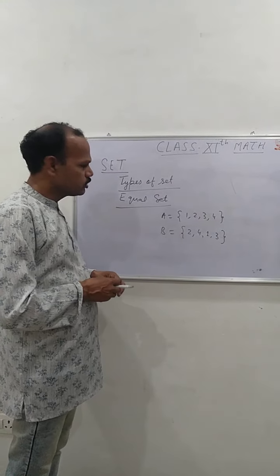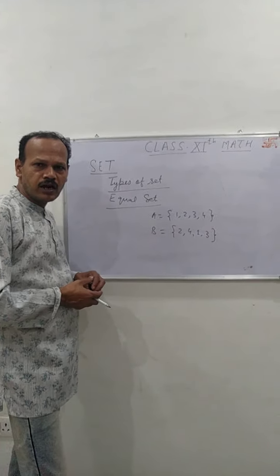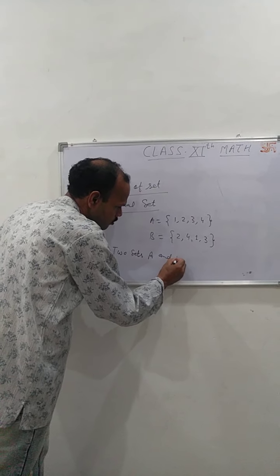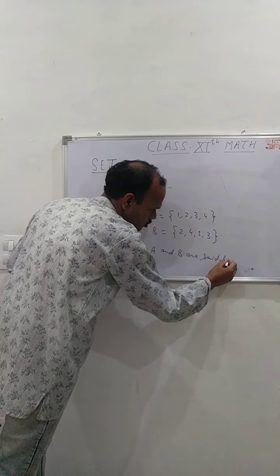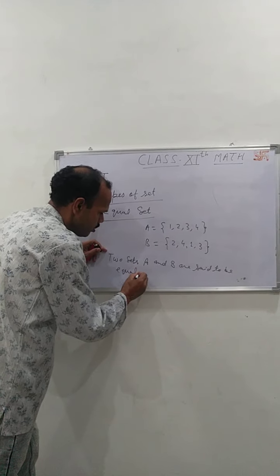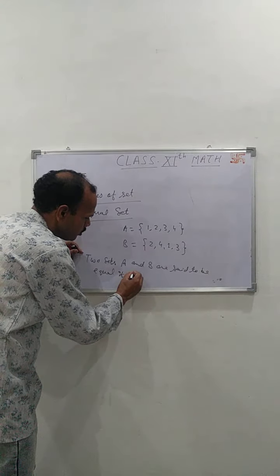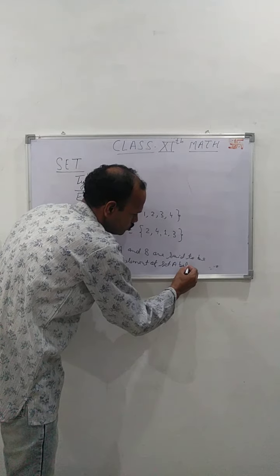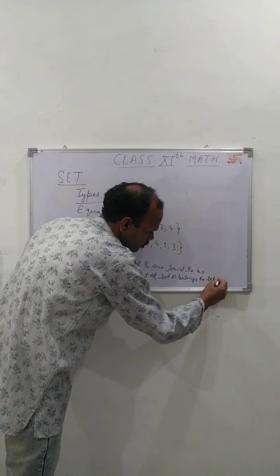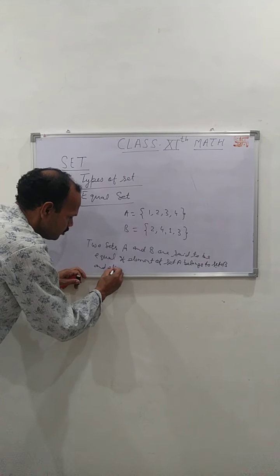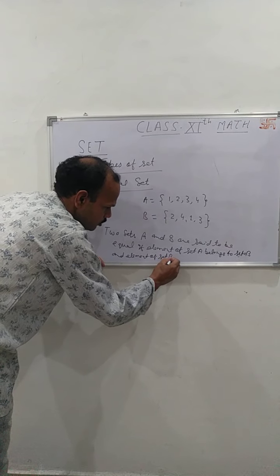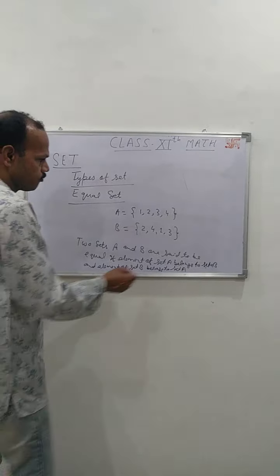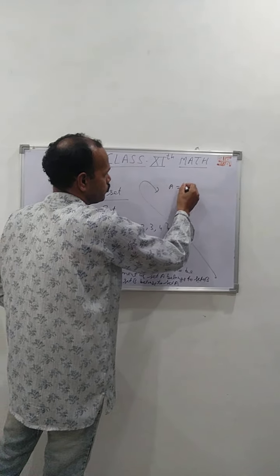So what will be the definition of equal sets? On the basis of this, two sets A and B are said to be equal if every element of set A belongs to set B and every element of set B belongs to set A. Thus, we can say A equals B.